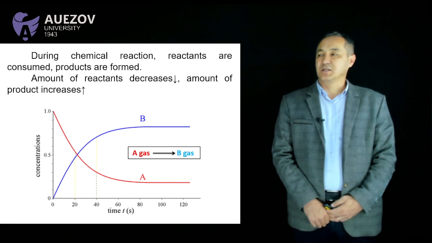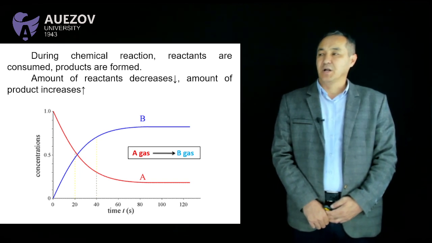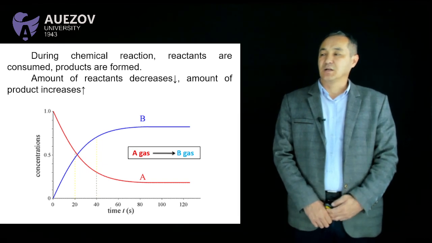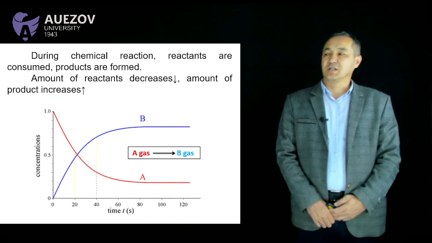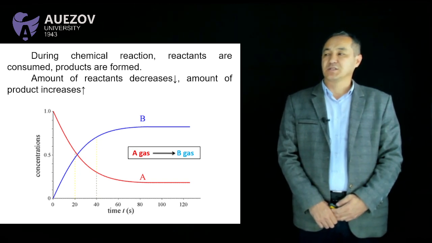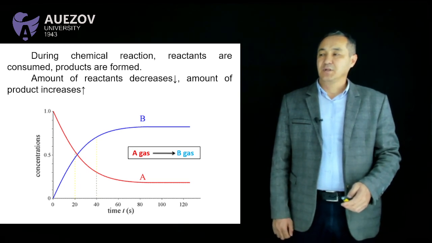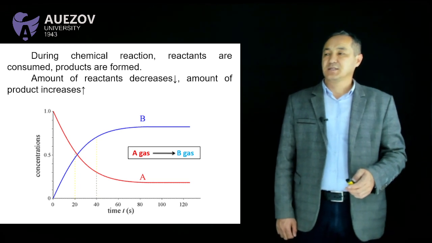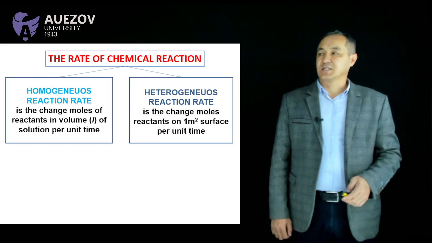Schematically, we can see this mechanism of chemical kinetics below. Here, time depends on the changing concentration of chemical reagents. For example, gas A and B, gaseous substances. The rate of chemical reaction.